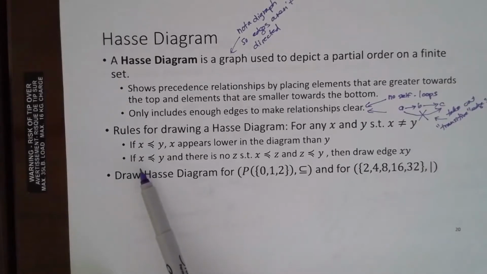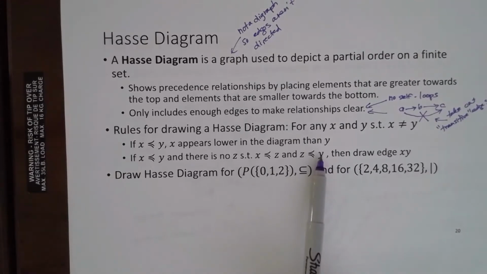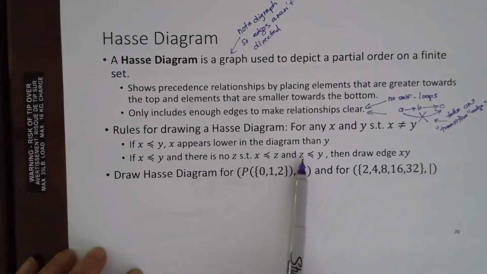And this is where we get rid of the transitive edges. If x is related to y, and there isn't any z such that x is related to z and z is related to y, a middleman, then and only then will I draw an edge between x and y, because there isn't already a transitive relationship applied, so I have to put that one in there. But if there were some kind of z in there, then I'm already going to get this x related to y relationship implied, and I'm not going to put the edge in. So this rule is about not putting those transitive edges in.